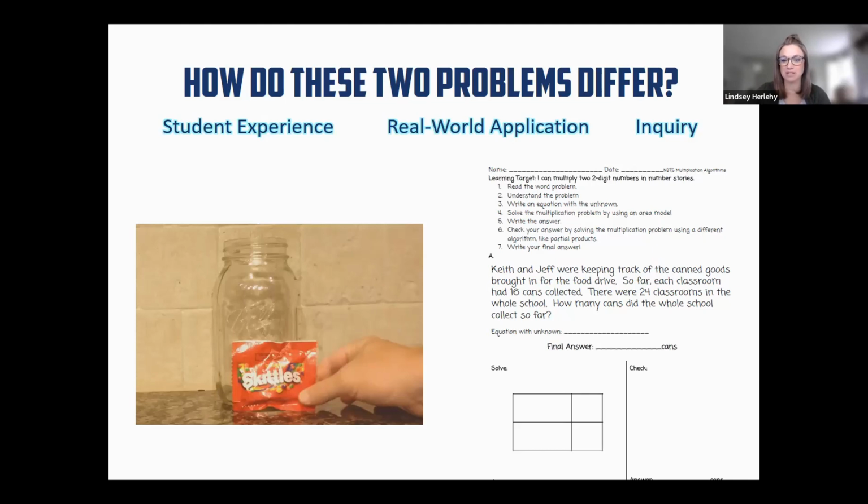Okay, putting the Skittles in the jar or looking at the scenario that's in the other with keeping track of the canned food from the canned food drive. You can put that into the chat. And if you could write your justification, that earns you bonus points.